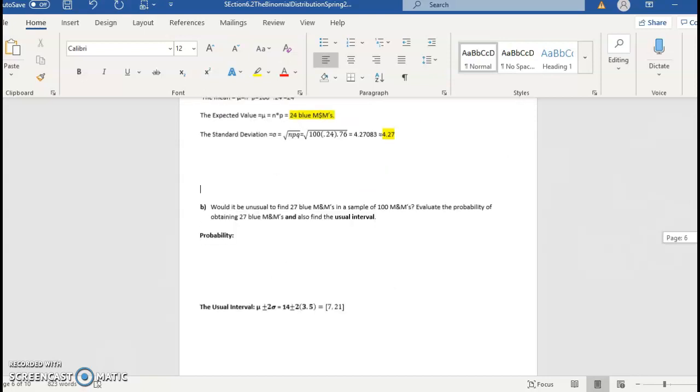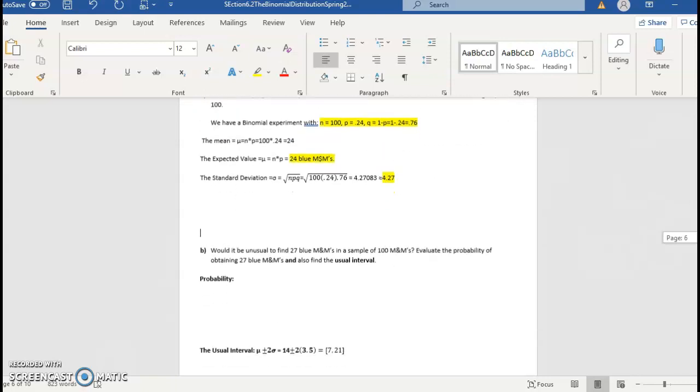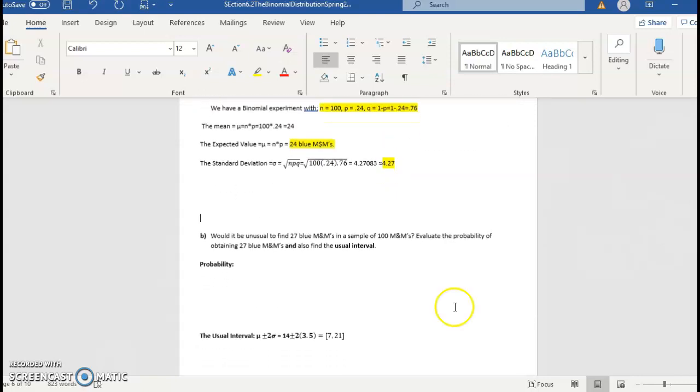Now, let's take a look at the usual interval, since we already did the standard deviation. The main question that they're asking here is whether it is unusual to find 27 blue M&Ms out of the 100, and you can find it both ways. You will only select one way unless you're told to find the probability or the usual interval.